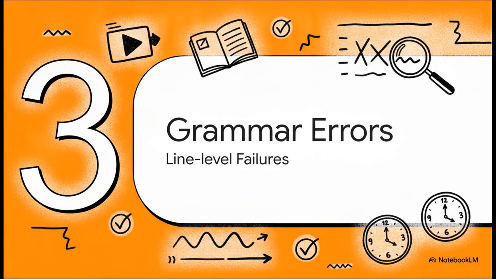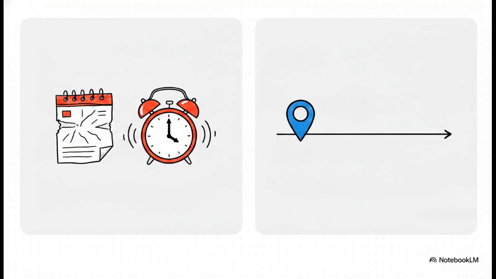On to Section 3, grammar and tense errors. Think of these as line-level code failures. So bug number 4 is super persistent.